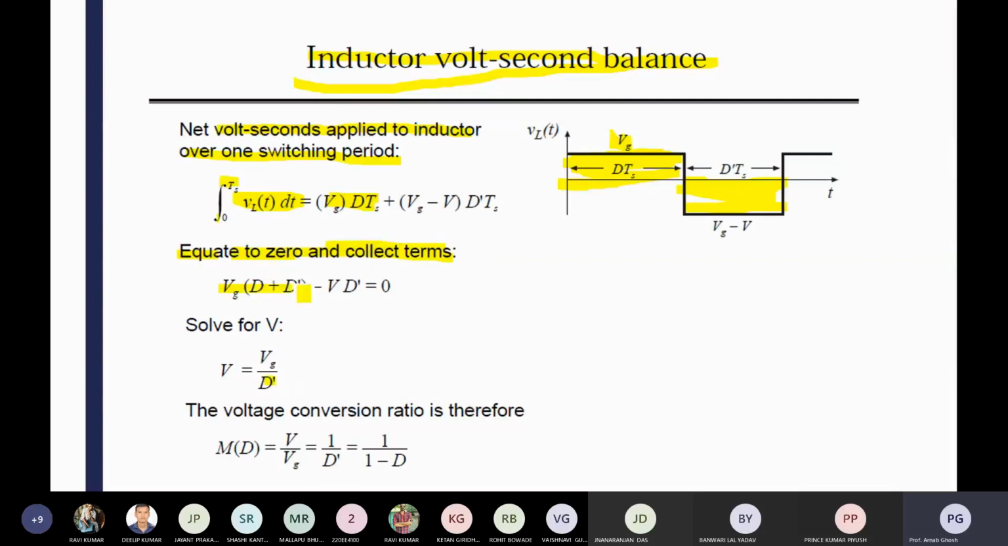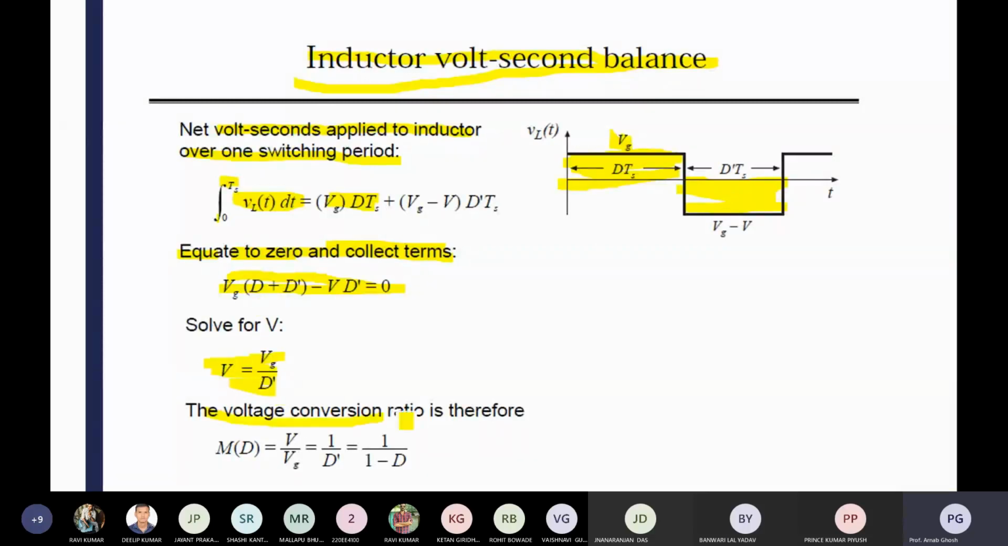Okay, so you are making it 0 because, as per the convention, on both sides energy is charging and energy is discharging, both should be the same. So the average value should be the same. If it is the same, then definitely it will be 0. That's why it is 0. Okay, so if you equate both of them, you will get that V equal to Vg by d dash.